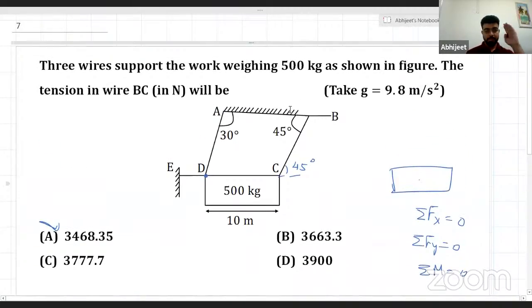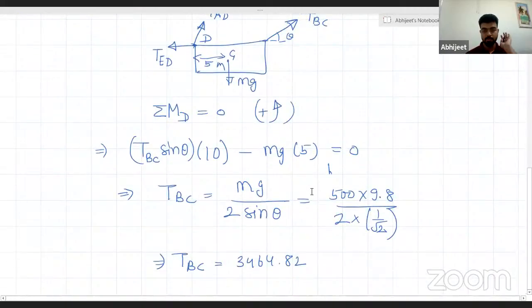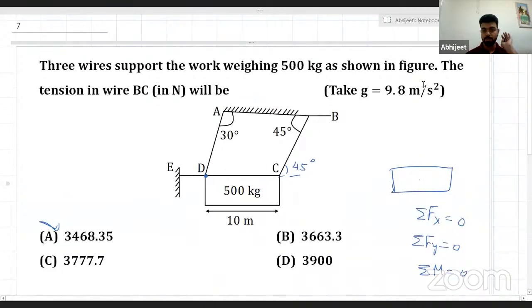Okay, the answer may differ if you are taking 9.8 or if you are taking 9.81. So there is a slight change over here. Nothing to worry about. If you are taking g equal to 10, you might get some other option. That is why you have to take care of g, what is given in the question. Don't make this silly mistake. So I hope it is clear now.